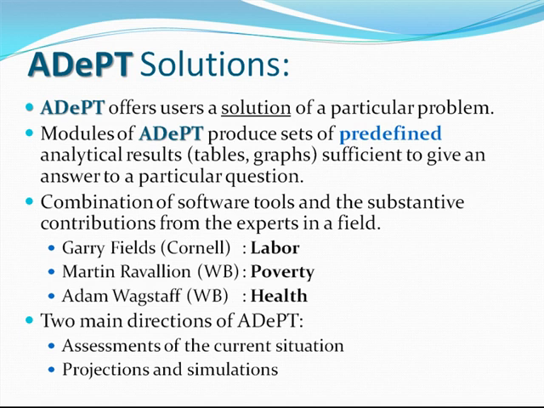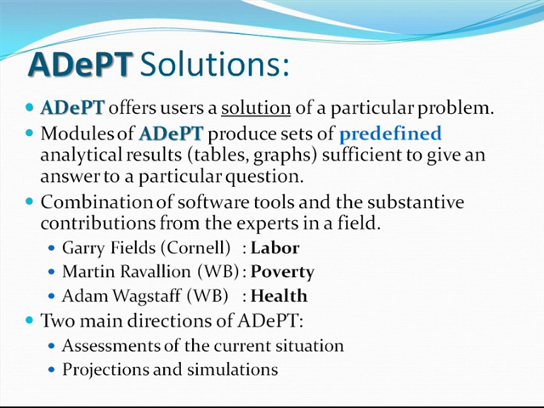Modules of ADEPT offer a solution to a particular problem. Each module produces sets of predefined analytical results, tables and graphs that are sufficient to provide an initial assessment of the economic conditions. For example, ADEPT Poverty provides diagnostics for poverty and inequality situation. ADEPT Labor produces results for the analysis of the conditions in the labor market. ADEPT Social Protection examines the targeting efficiency of existing programs of social protection.